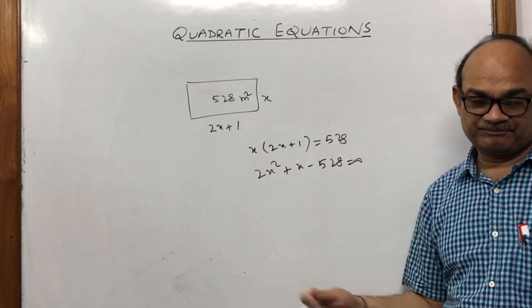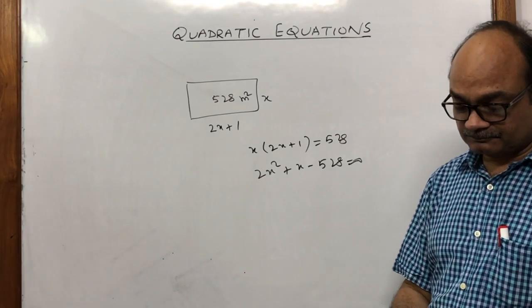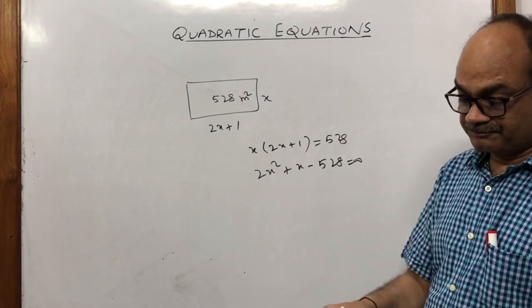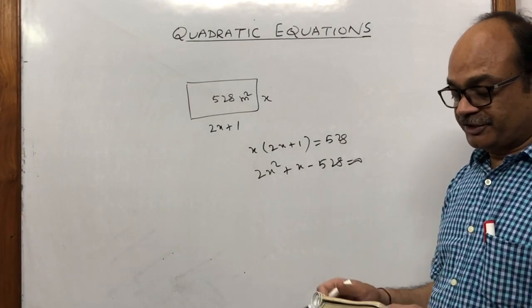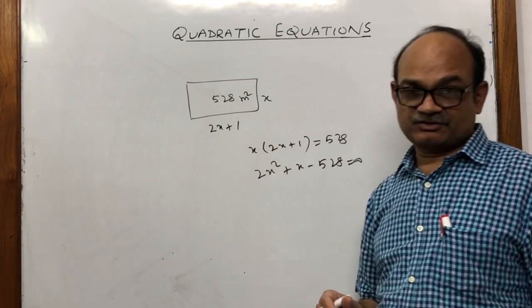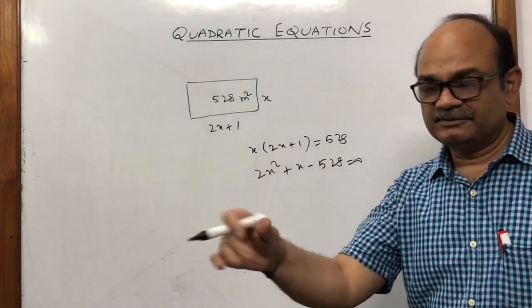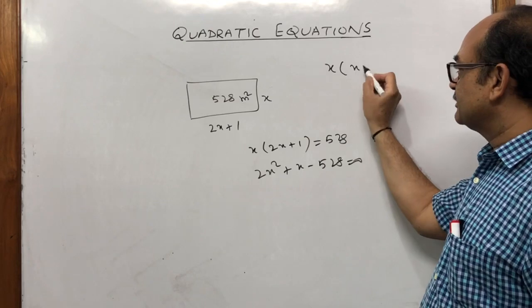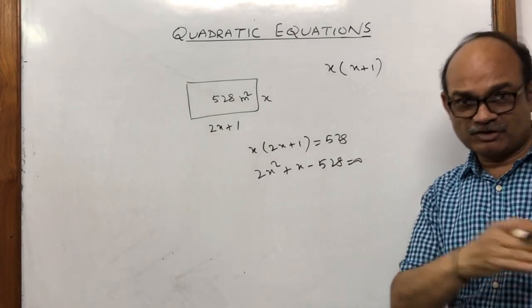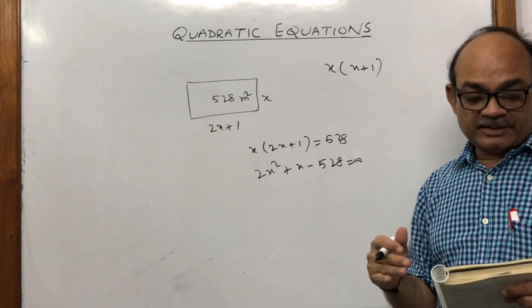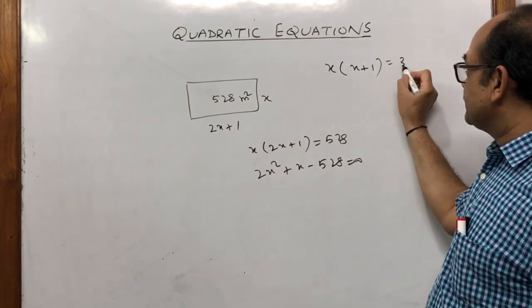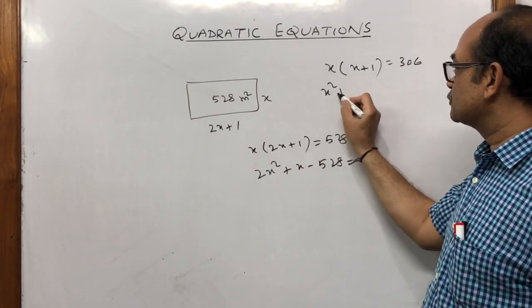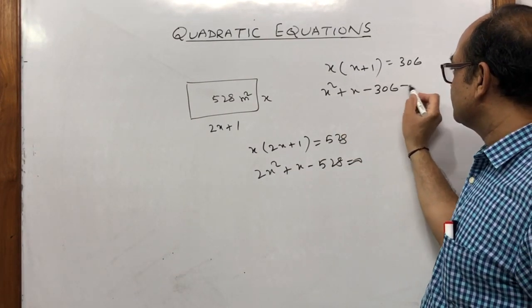Second part, the product of two consecutive positive integers is 306. Consecutive means लगातार. Let the first number is x, then other one is x plus 1. Consecutive, positive integers, product is given 306. So equation is x square plus x minus 306 equal to 0.